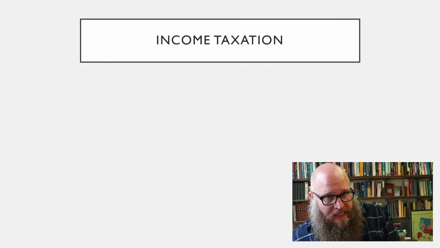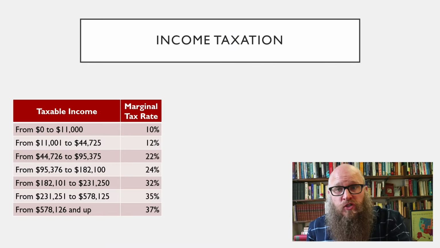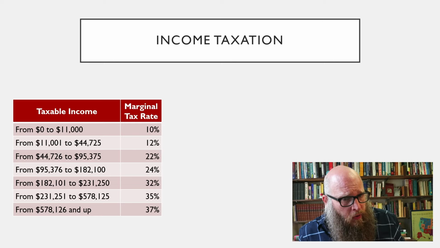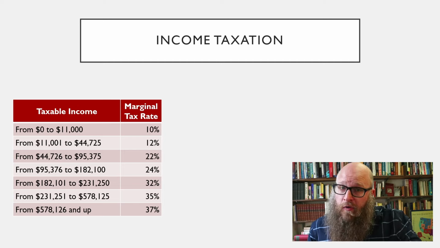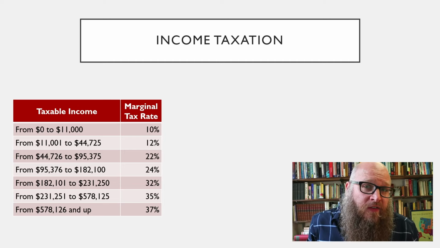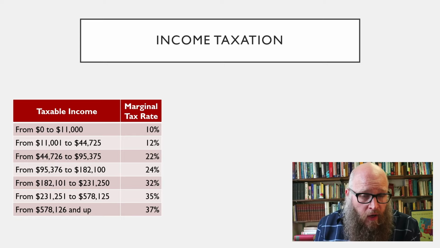Now I want to talk about income taxes and how they work. First, the income tax changes depending on your income level. The higher your income, the higher the marginal tax rate. Now keep that in mind. The word marginal is relatively poorly understood. This means for your first $11,000 of taxable income, you are taxed at 10%. And at the bottom of that table, you are only taxed at 37% for the money above $578,000 a year. Again, it's more if you're a couple. These are for an individual.